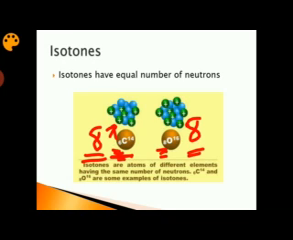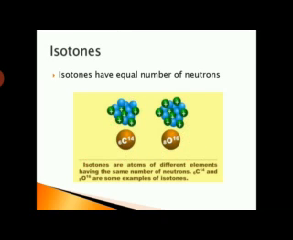Their mass numbers are different. Here it is 14 and here it is 16. But the number of neutrons are the same. So they are isotones. So isotones are atoms of different elements having the same number of neutrons. That is the peculiarity of isotones. So this is an example of isotones.